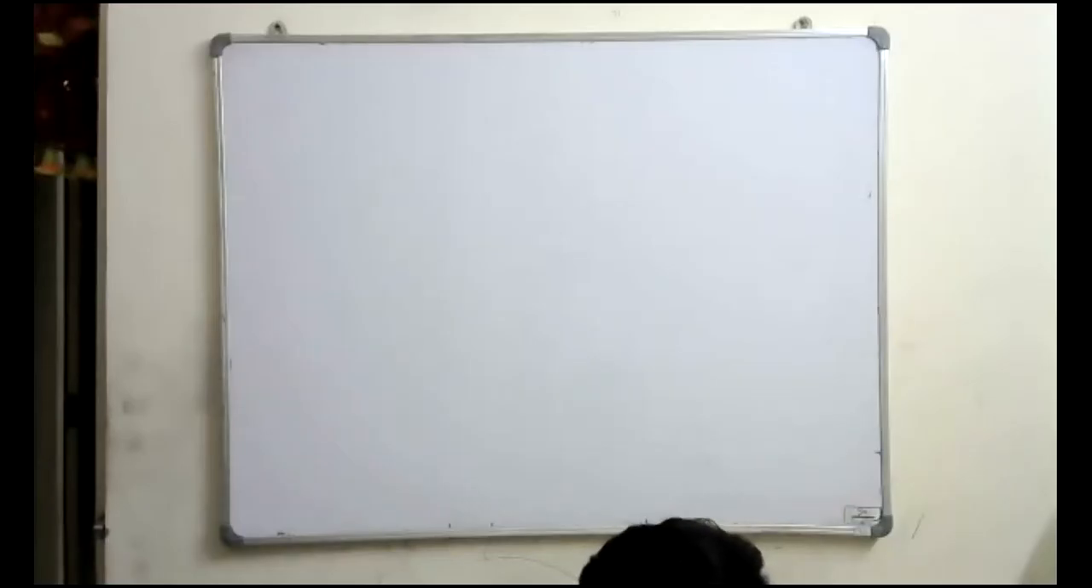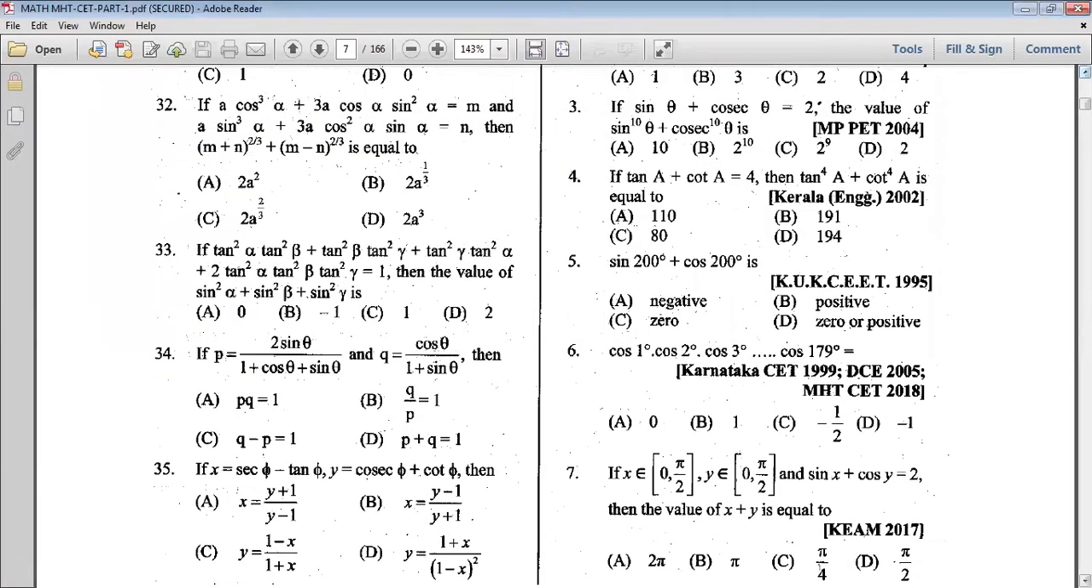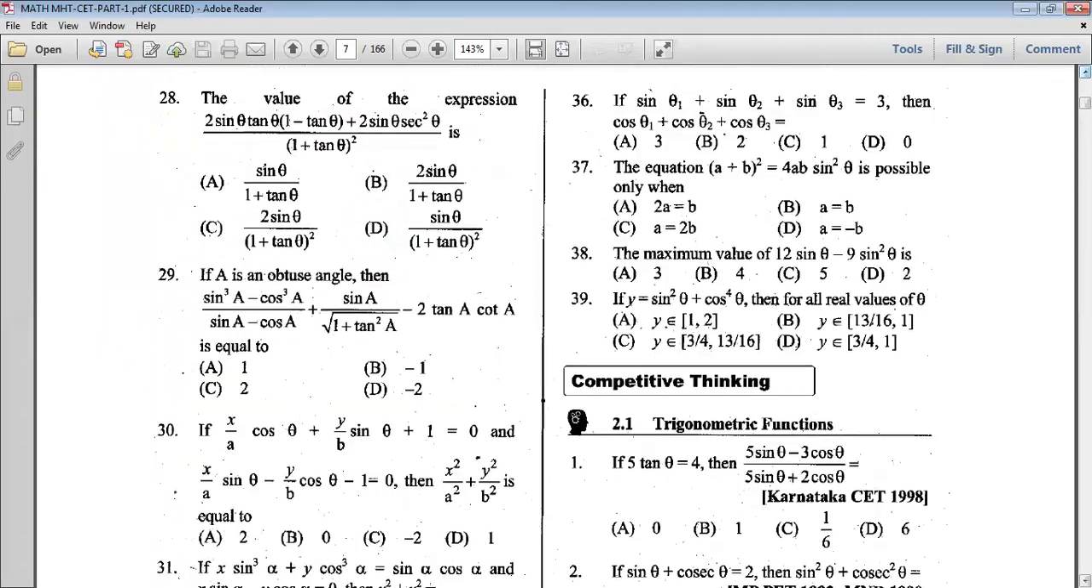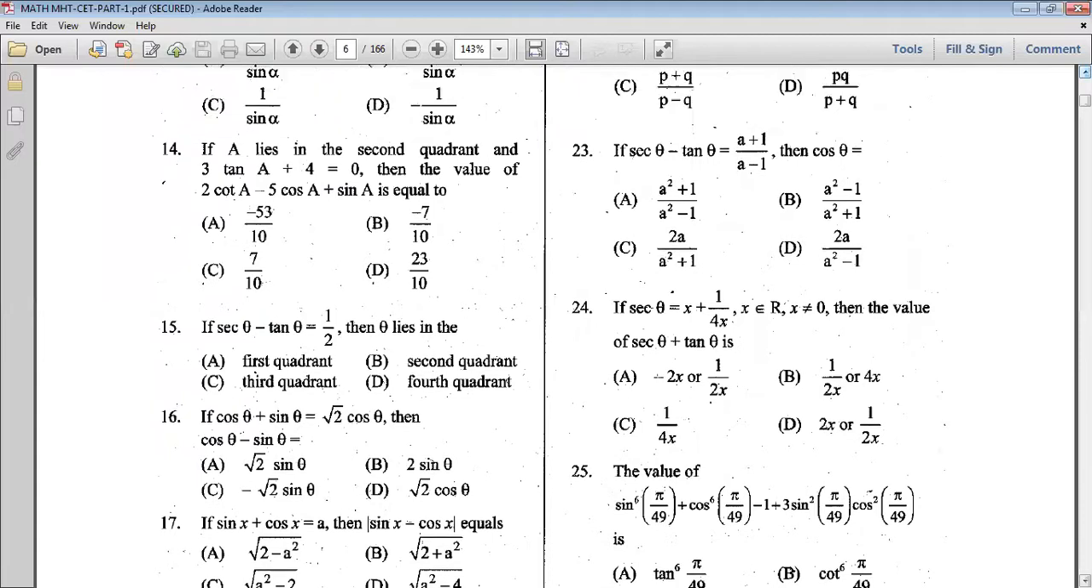So open your material. Where did we reach in the last class? The 25th problem was going on. 25th. 25th is going on. Okay. Yeah. 25th is going on.